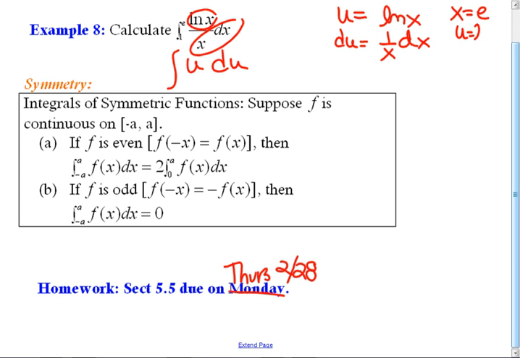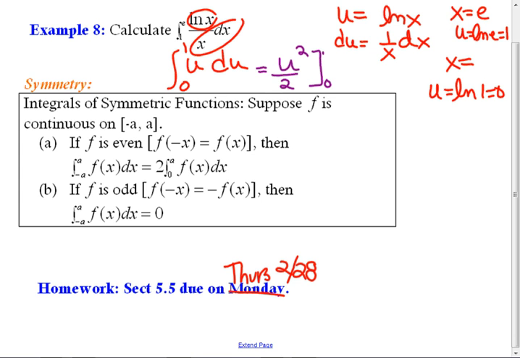What's the natural log of e? 1. And when x equals 1, I get u equals the log of 1, which is 0. So now this is easy to do. What's the antiderivative of this one? U squared over 2, evaluated at 0 and 1, which is 1/2 minus 0.